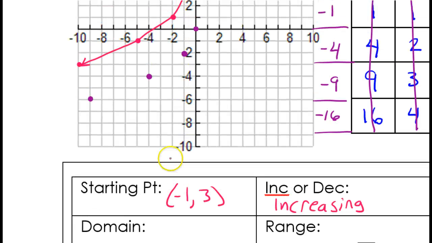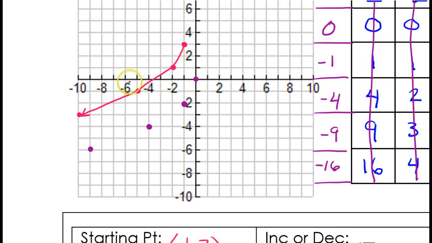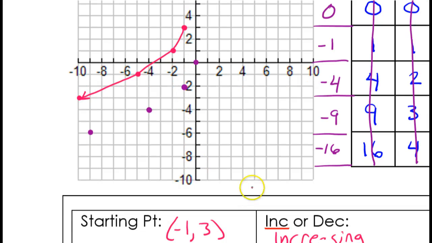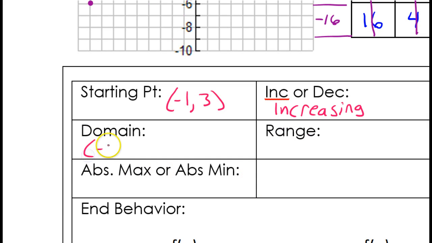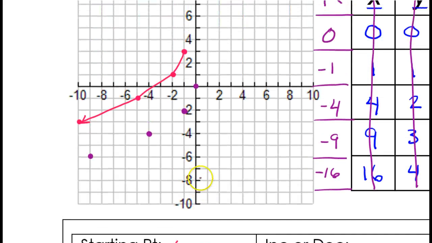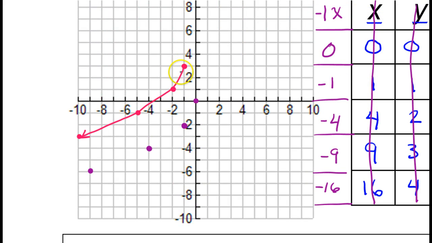Now the domain. Domain is x value, so left to right. To the left it goes forever, -infinity. To the right it goes to -1. So looking at the x-axis, this goes from -infinity to -1. That's the domain. This will get a bracket on the -1 because -1 is a point on the graph, so it is included.